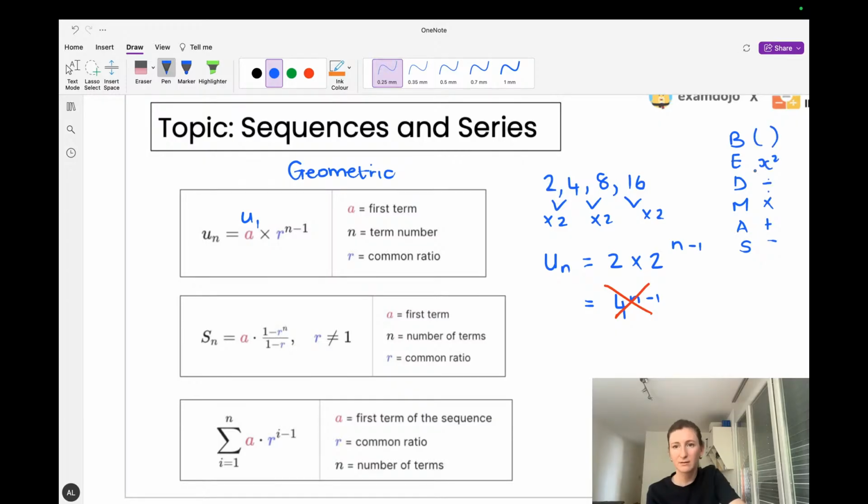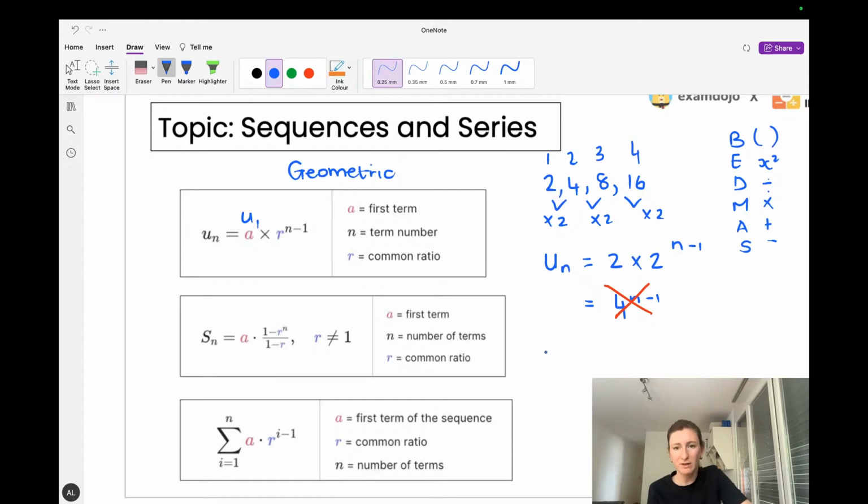Exponents come first, so that goes first with that one. So we can't actually simplify that. We just leave it like that, and then it's fine. Okay, let's practice finding this term. That is 1, 2, 3, 4.